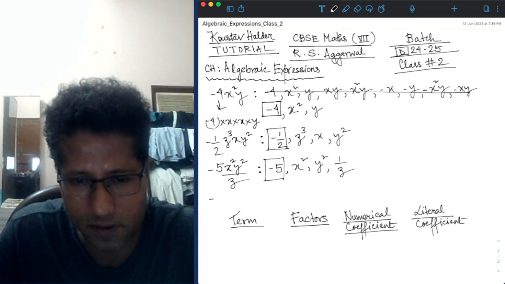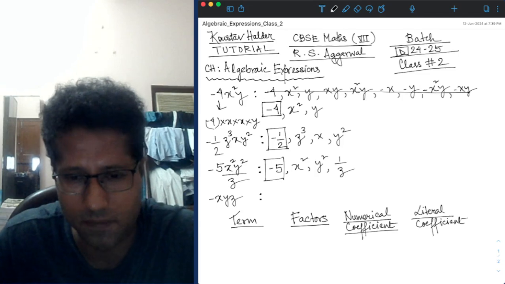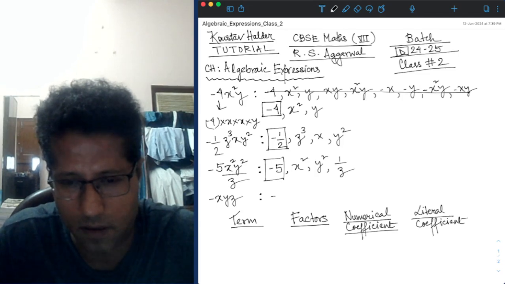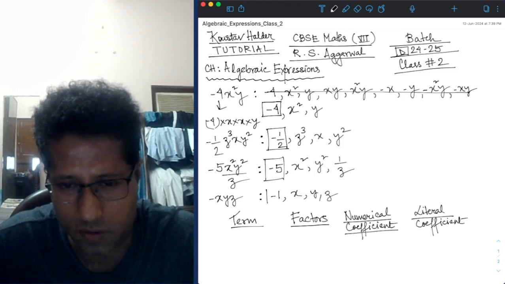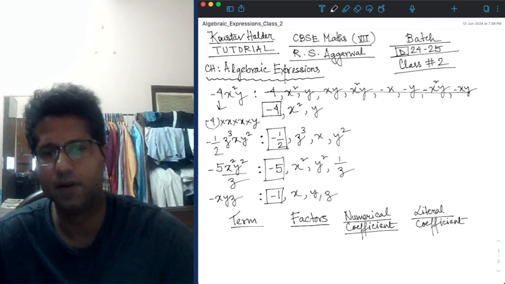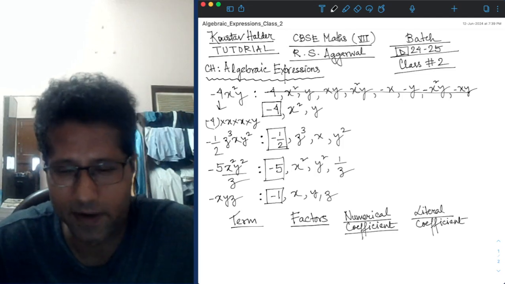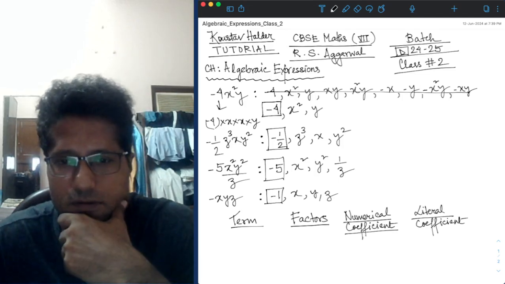Let's take another example. Let's say minus x y z. For this term, the numerical factor is minus 1 and the other factors are x, y and z. So the boxed ones are the numerical factors, and all other factors are literal factors.